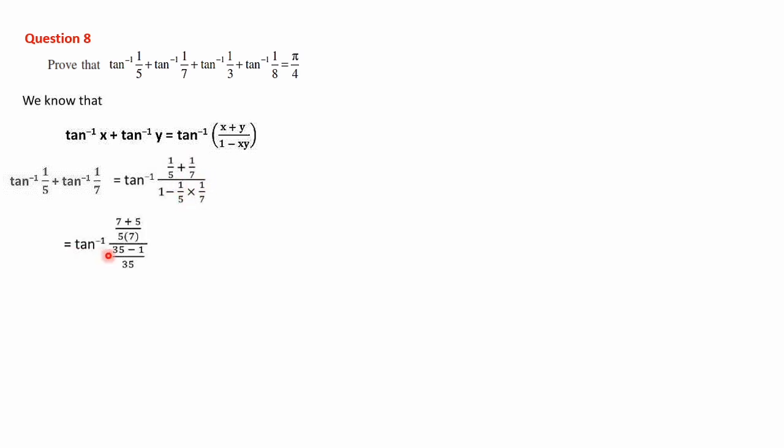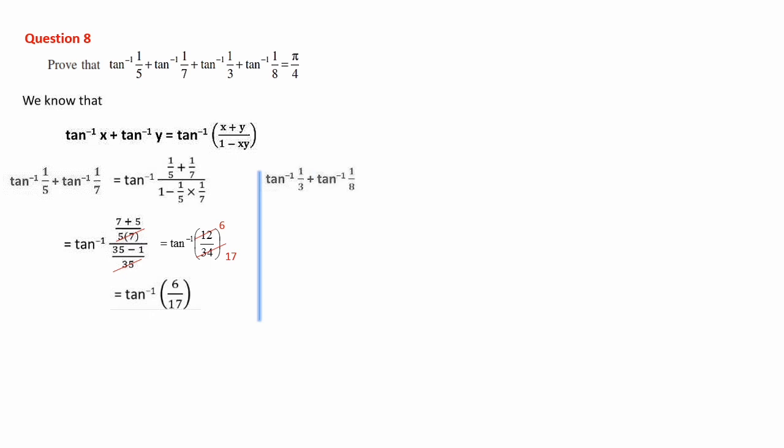That is equal to tan inverse of, when you take LCM 7 into 5, 35: 7 into 1 is 7 plus 5 into 1 is 5. Denominator: 7 into 5 is 35, 35 into 1 is 35, minus 1 by 35. Then you can cancel the common denominator and you get 7 plus 5 is 12, 35 minus 1 is 34. Here 2 is common, we can cancel, 6 by 17. So we will get the answer as tan inverse 6 by 17.